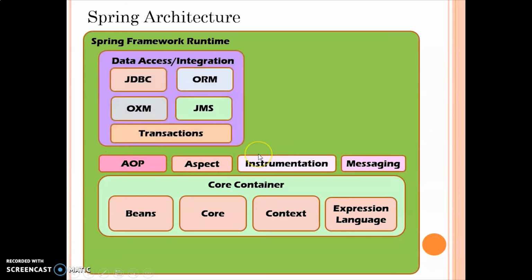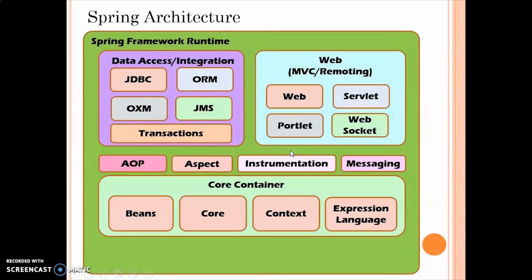And we have the data access integration module, which has various modules inside it like JDBC, ORM, OXM, JMS, transactions. We have the web or MVC remoting, which is also called the Spring MVC module, which has web servlet, portlet and web socket support. And finally, we have the test module, which helps us in various testing implementations using JUnit and so on. So let's go in detail and understand each of these individual modules.